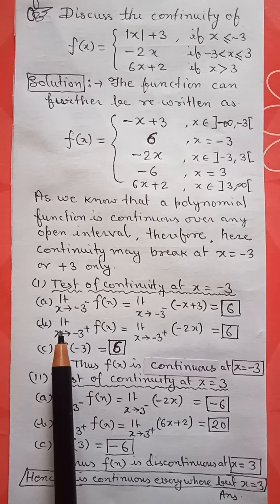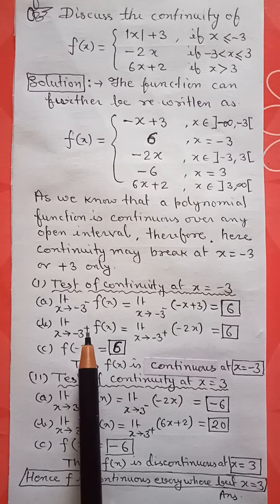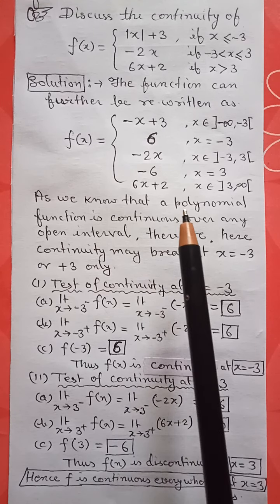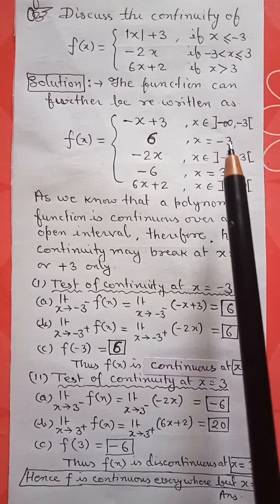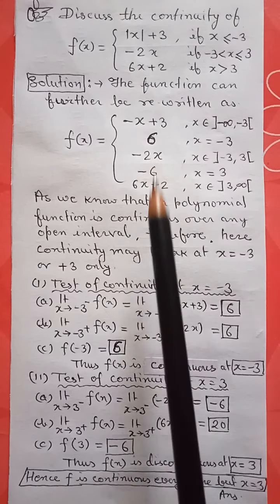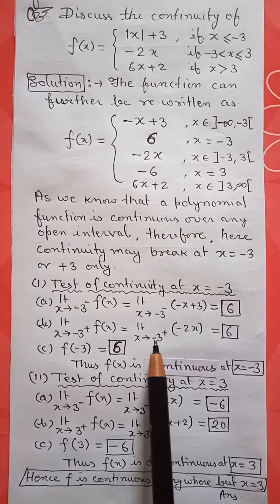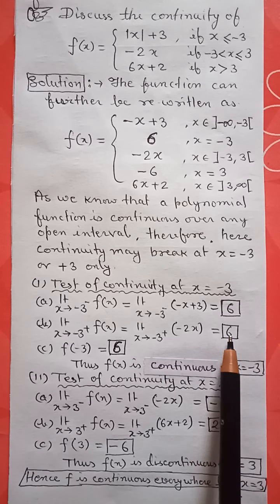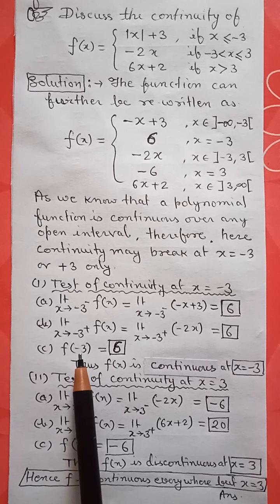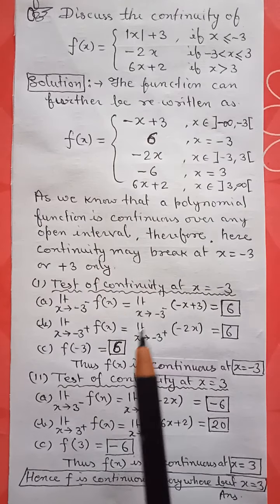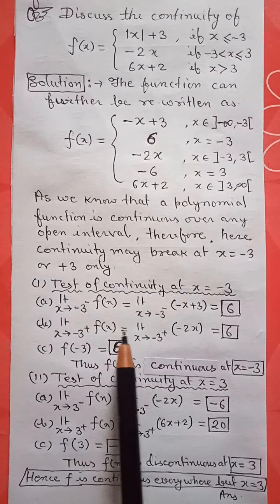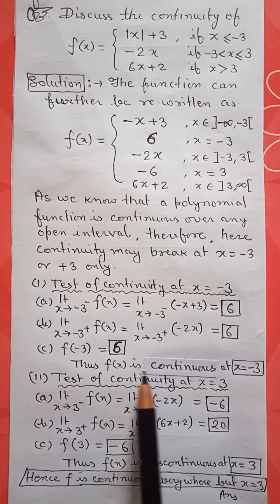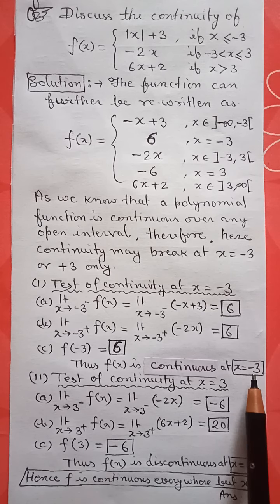Similarly, the right hand limit is the limit as x extends to -3 from the right of f(x), and when x is greater than -3, its value is -2x. Therefore, here it is -2x, and when x is equal to -3, this limit is also going to be 6. The value of the function at x equal to -3 is 6. Hence, left hand limit is 6, right hand limit is 6, and the value of the function is 6, and therefore the function is continuous at x equal to -3.